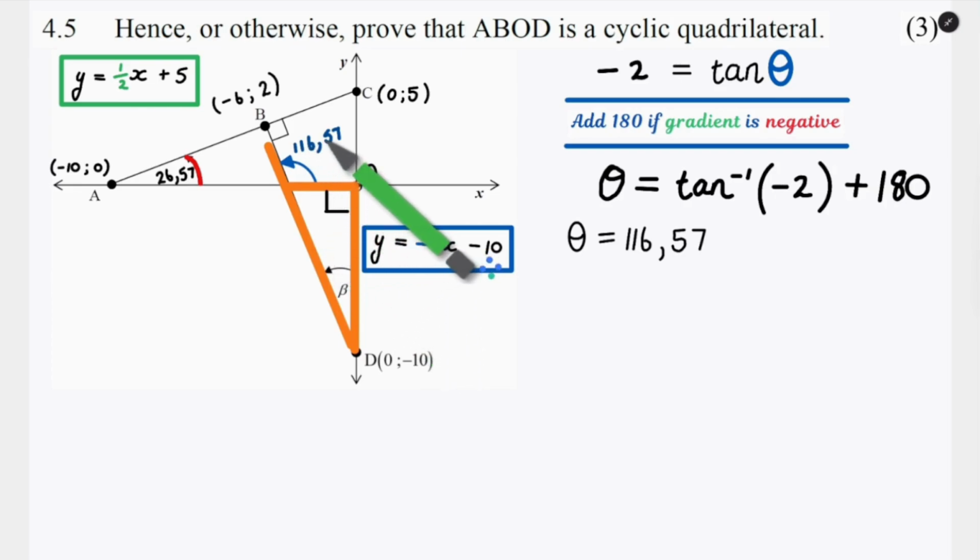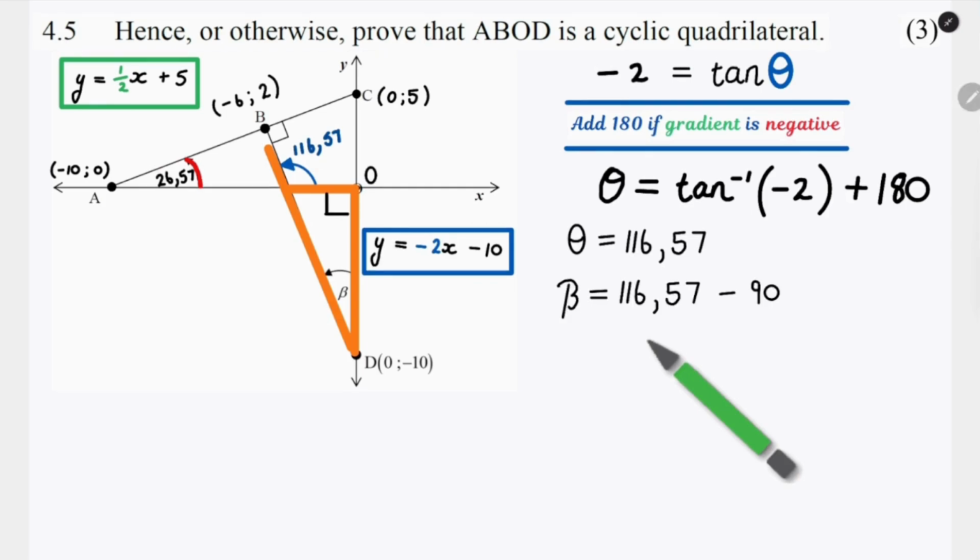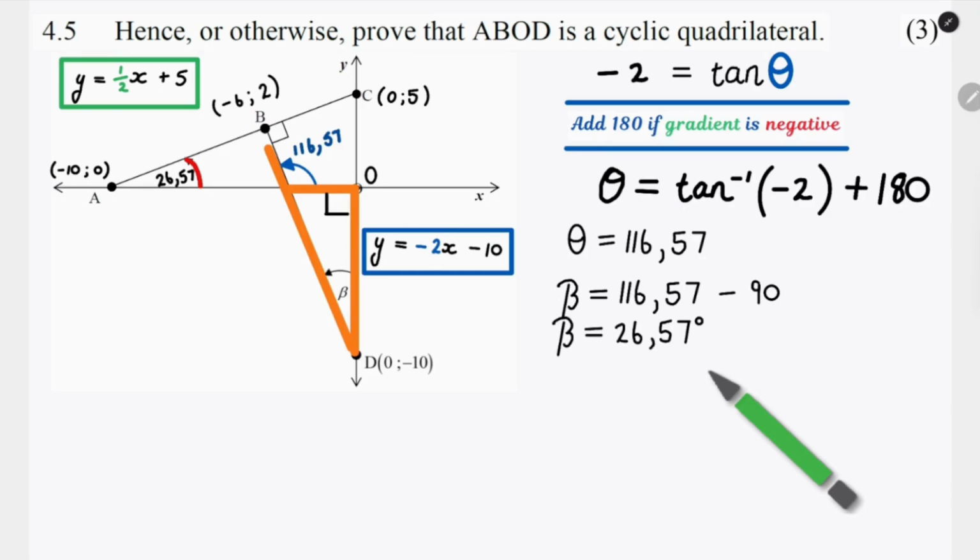And basically, to get an exterior angle, you add together the 2 opposite interior angles. So 90 plus beta will equal this 116.57. So it stands to reason that beta will be equal to 116.57 minus 90. And if we just pop that into the calculator, we will get the exact same size as alpha, which is exactly what we were expecting, 26.57.